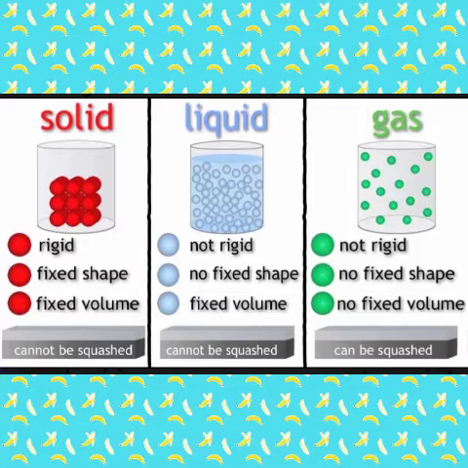Solid. It is rigid, fixed in shape, and fixed in volume. Number 2. Liquid. Not rigid, no fixed shape, and it has a fixed volume. Gas. Not rigid, no fixed shape, and no fixed volume.